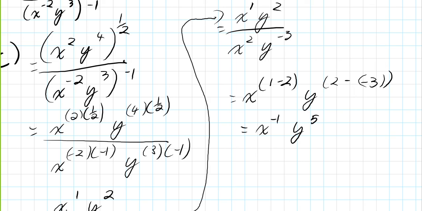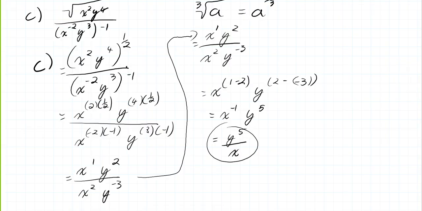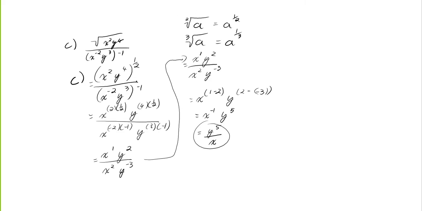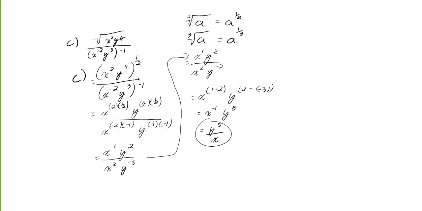So then our last step here is make that x positive. Essentially, we just flip it to the bottom. We would end up with y to the 5th over x to the power of 1, but we don't have to write to the power of 1. And that would actually be your final answer in this question here. Yeah, so I know we went through that quickly, but that's the general idea of simplifying exponent functions.